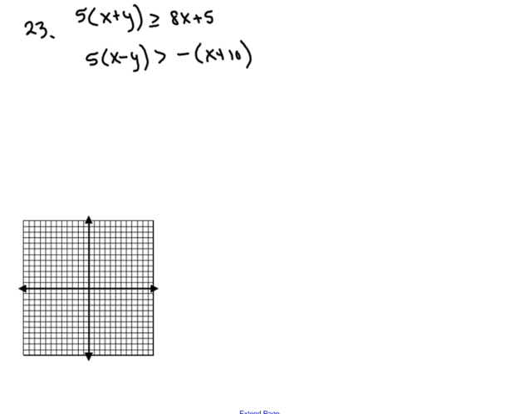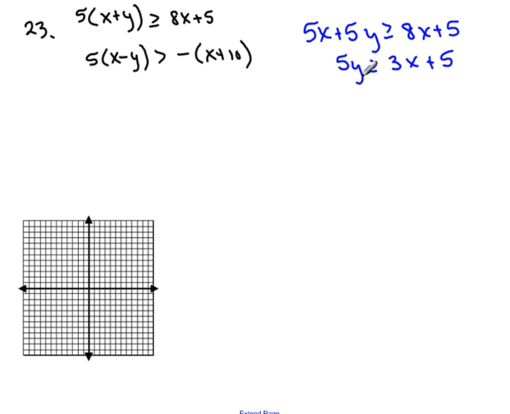Okay, problem number 23 has a lot of algebra work to do in order to get the equations ready to be graphed. So I have to distribute the 5 for the top equation, so I'm going to get 5x plus 5y greater than or equal to 8x plus 5. My goal is to get y by itself, so I'm going to subtract the 5x from both sides, and that gives me 5y is greater than or equal to 3x plus 5.